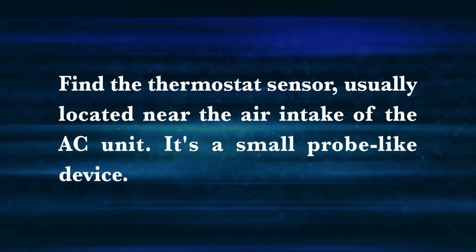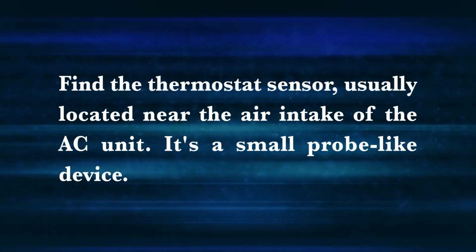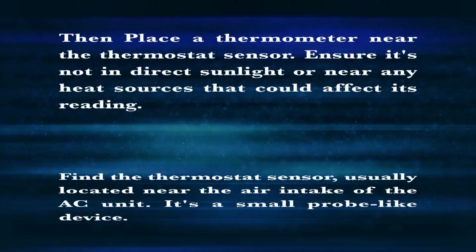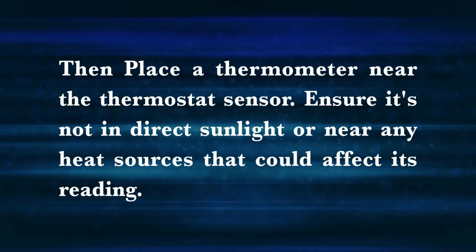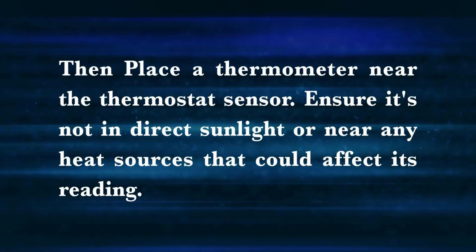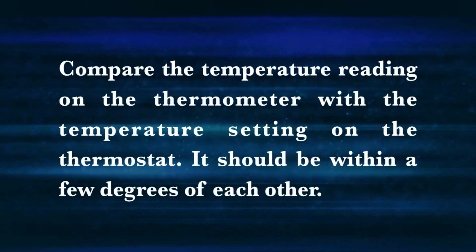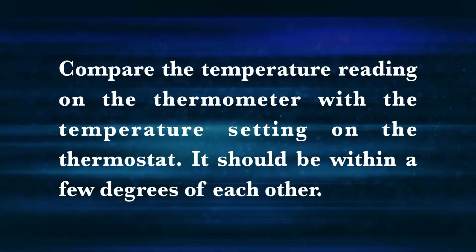Find the thermostat sensor, usually located near the air intake of the AC unit. It is a small probe-like device. Then place a thermometer near the thermostat sensor. Ensure it is not in direct sunlight or near any heat sources that could affect its reading. Compare the temperature reading on the thermometer with the temperature setting on the thermostat. It should be within a few degrees of each other.